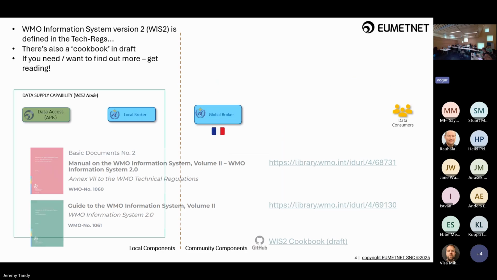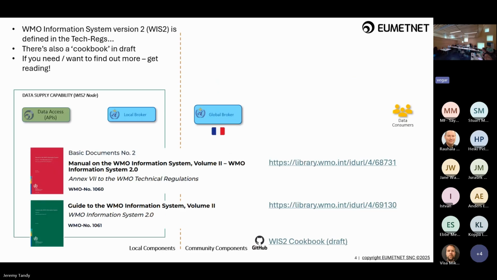So let's line up the components. Let me just remind you that there is technical regulation in WMO. There's the red book, which is the manual, and then the guide. The links are here. And there's also a cookbook that we're adding useful recipes to as we figure out things that are valuable.